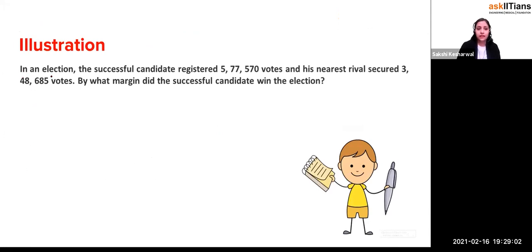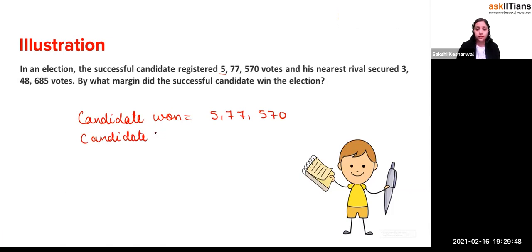It says that in an election, the successful candidate registered 5,77,570 votes, and his nearest rival secured 3,48,685 votes. By what margin did the successful candidate win the vote? So candidate 1 is 5,77,570, right? And the candidate who lost is 3,48,685.